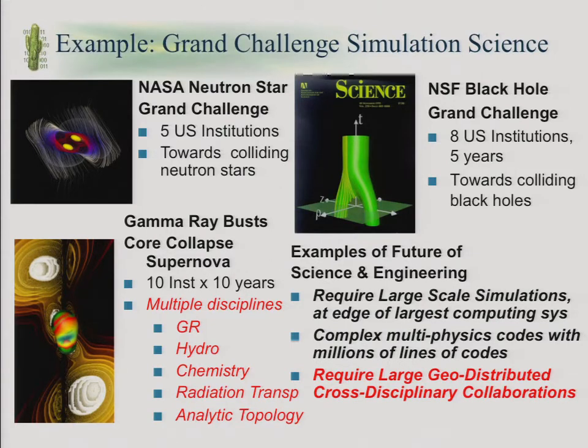And this also led into the NASA Neutron Star Grand Challenge, where we had to add, in addition to Einstein's equation, fluid dynamics. Then the next, and this is after I had left the team, they continued with gamma ray bursts from core collapse supernova. And so you can see the growth here. This is 10 institutions over 10 years, 8 different countries represented, and multiple disciplines. So you have now general relativity, which was what we were doing back in the 90s, plus hydro, plus chemistry, plus radiation transport, and analytic topology in order to understand what was happening where these guys were merging.